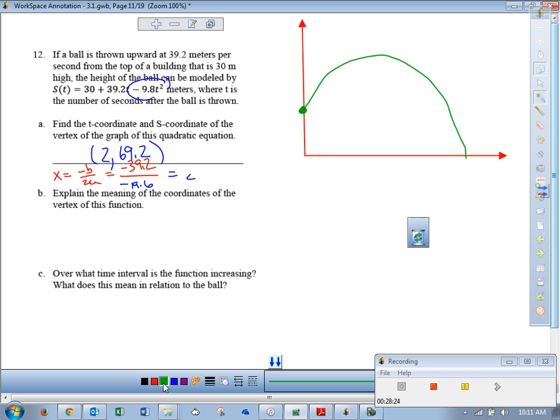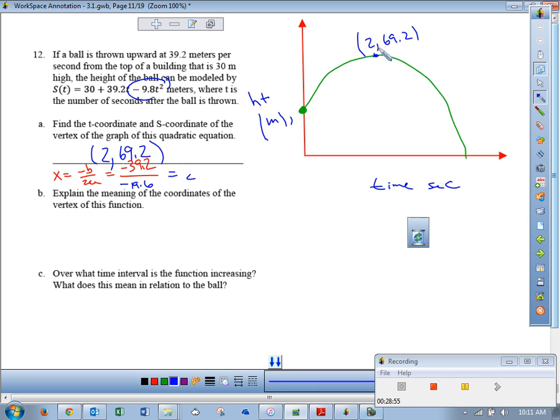We just found the vertex to be right here at (2, 69.2). The little sketch helps me answer these questions. Explain the meaning of the coordinates of the vertex. What does this mean? Well, what's down here is time in seconds, and this is the height in feet, or meters, I guess. Meters, height in meters.